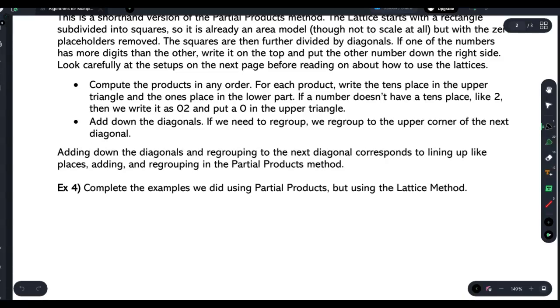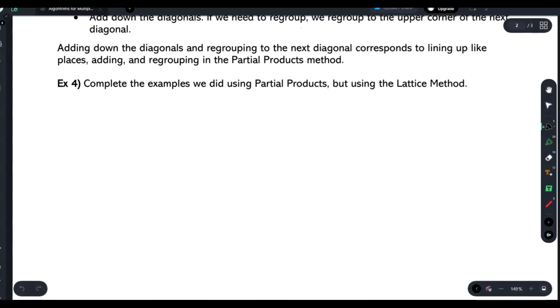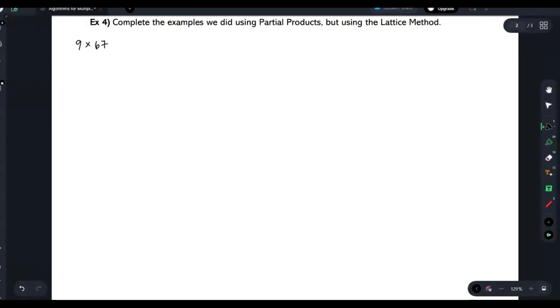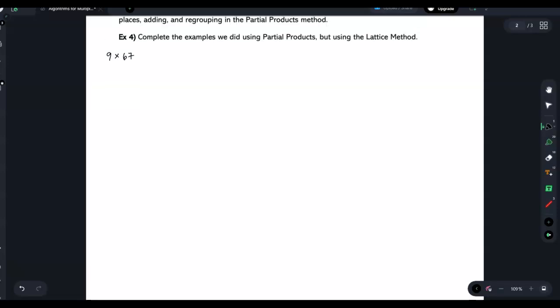So we're going to do the same 3 examples that we did with partial products. So we're going to do 9 times 67. We're going to do 39 times 45. And then we're also going to do 256 times 14. So I'm just going to start by showing the initial setup for all 3 of these, and then we'll actually go through and work them out.